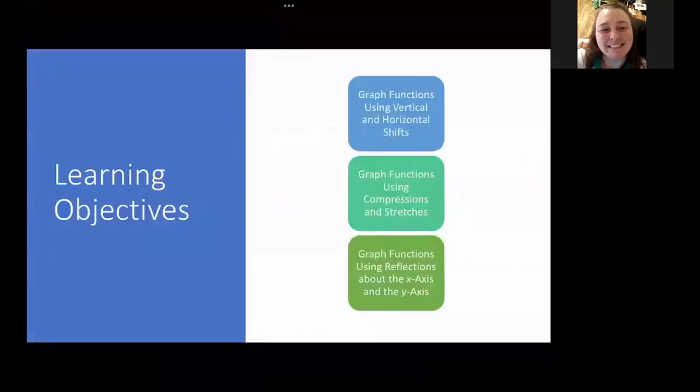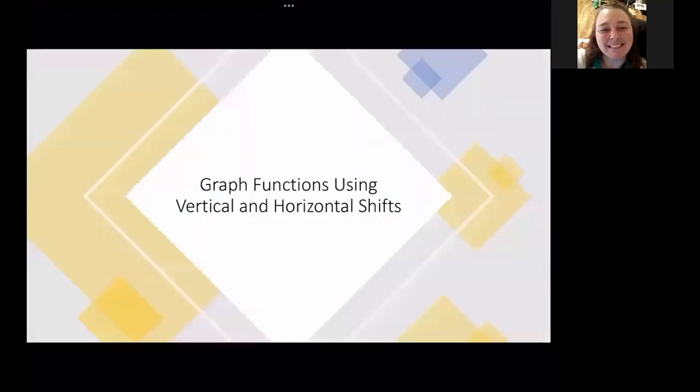What we're going to do today is look at horizontal and vertical shifts. We're going to use compressions and stretches, and then we're going to look at how to reflect the function about either the x-axis, so reflecting it over that horizontal line, or the y-axis, which is that vertical line. So we're going to look at these three different ways to manipulate your graph. The first one, let's go ahead and look at using vertical and horizontal shifts.